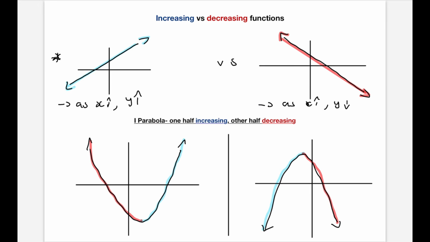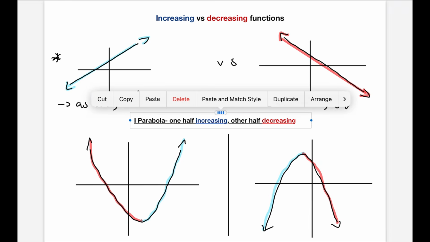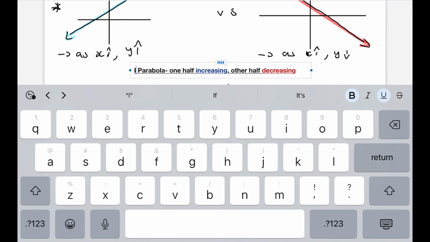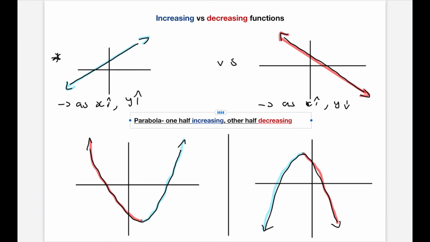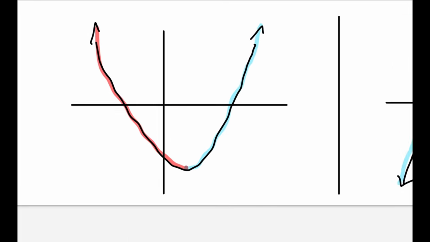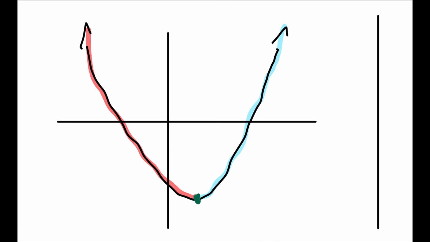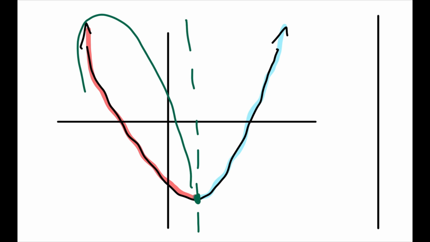But now what happens with a parabola? With a parabola, one half is increasing and the other half is decreasing. Let's have a look, after I edit my note here. Okay. If you look at this graph here and cut it in half right at the turning point, you will notice that this side is a decreasing function. It's sloping downwards. This half is an increasing function. It's sloping upwards.